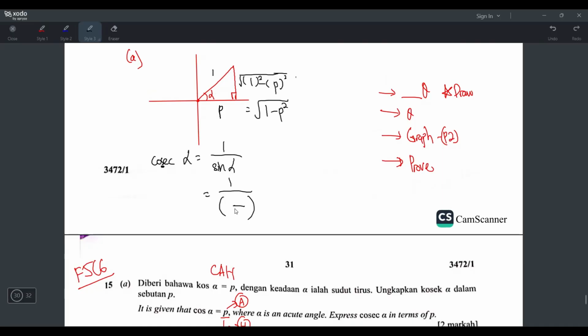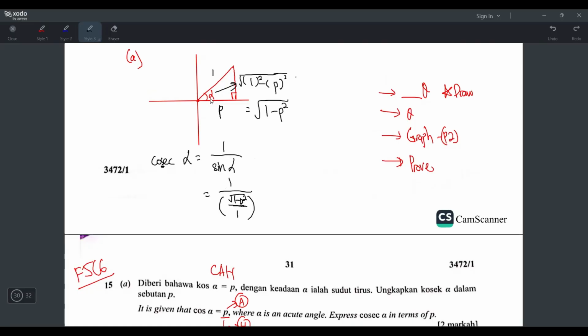Okay, what's the formula? Sine is SOHCAHTOA. Sine is opposite over hypotenuse. So what is the opposite? The side opposite the angle is square root 1 minus p square. So that one you write on top, over hypotenuse. Hypotenuse is the 1. So I'll just write 1 here. But always double check whether it's positive or negative. Sometimes you have to put negative here. But for this case, it will be positive because the angle alpha is in the first quadrant. First quadrant, all positive.